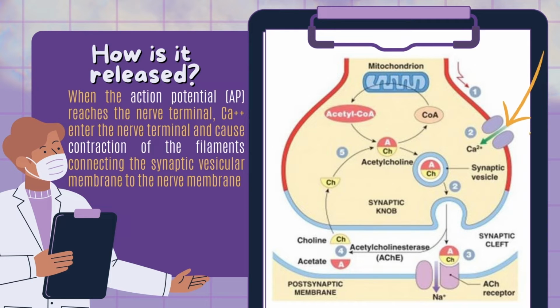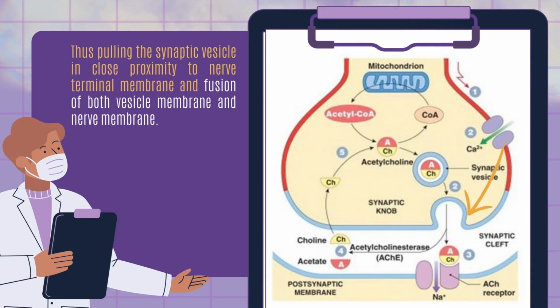When the action potential or AP, which is the waveform that controls the opening of voltage-gated calcium channels and contributes to the driving force for calcium ions, reaches the nerve terminal, the calcium ions enter the nerve terminal and cause contraction of the filaments connecting the synaptic vesicular membrane to the nerve membrane, thus pulling the synaptic vesicle in close proximity to the nerve terminal membrane and fusing both the vesicle membrane and nerve membrane.